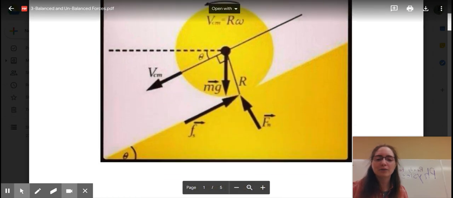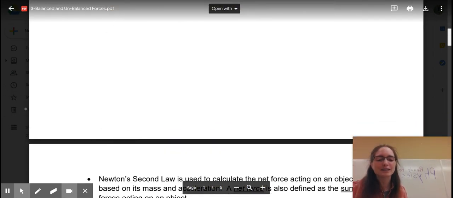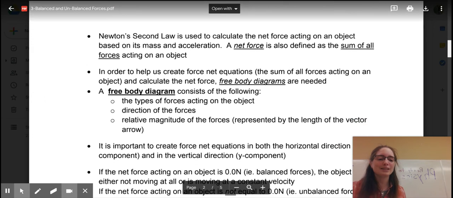So what we're now going to start looking at is how to create Fnet equations. Once again, create them. These are not on your data sheet. We're going to be drawing vector diagrams today. We're going to be labeling our vector diagrams of all the forces acting on these objects, and then we are going to be creating Fnet equations.